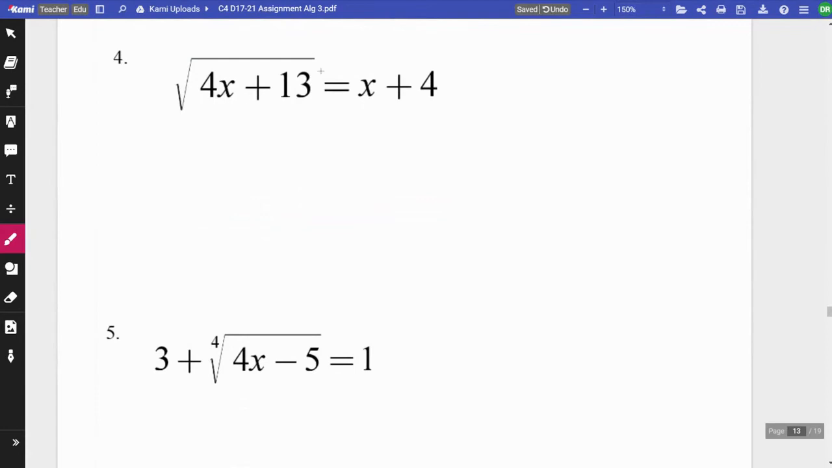Radical by itself. Booyah. Raise to the second power. It's gone. Got to do it to that side. This is not x squared plus 16. It is a perfect square trinomial when you factor it, and I'm not going to do the box method to show you, but you could pause it and try it, and you'd get x squared plus 8x plus 16. Over here, 4x plus 13.